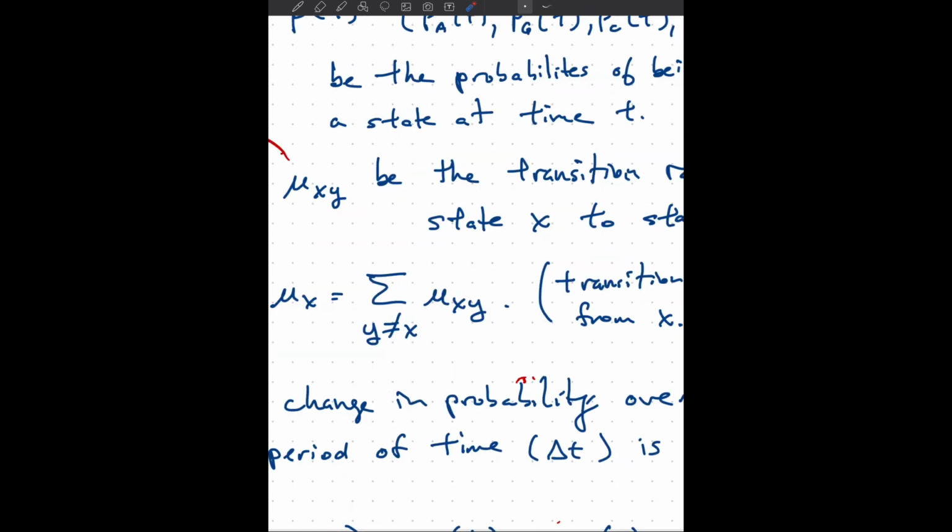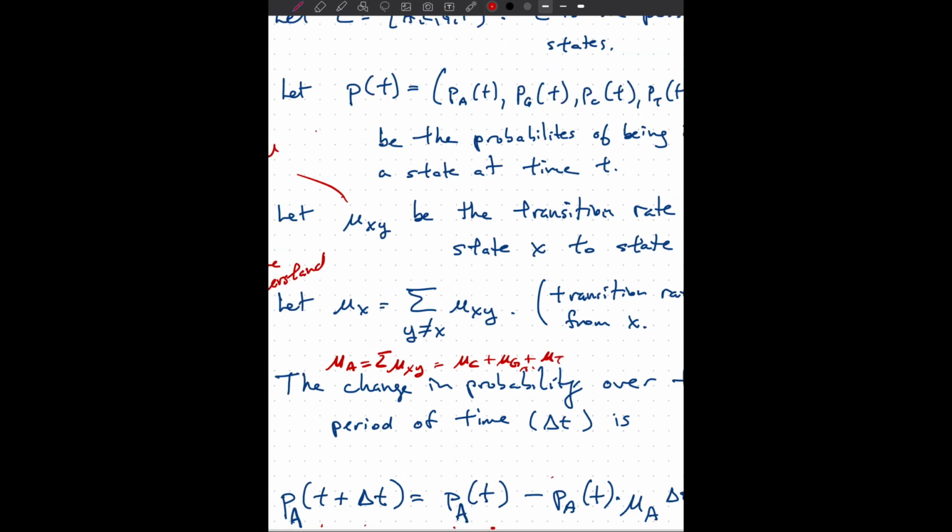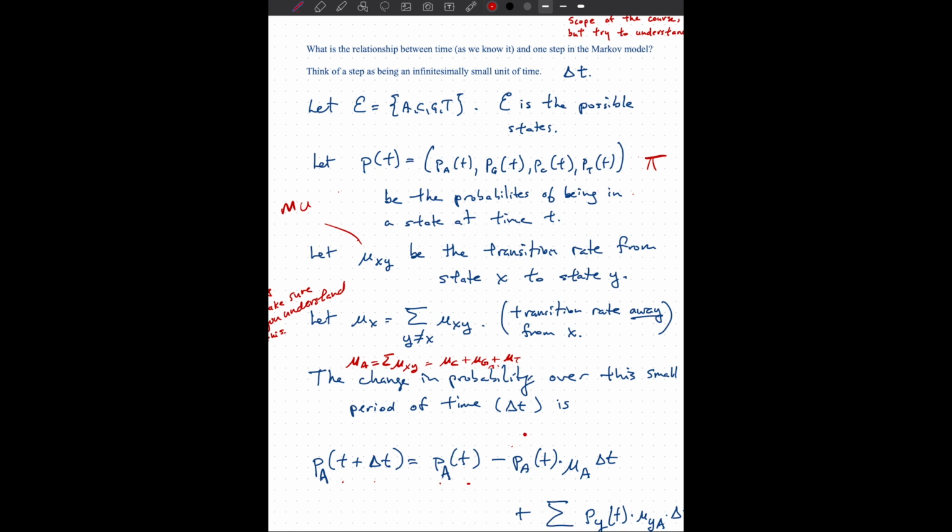I can write this out more explicitly for you. If I was in nucleotide A and I wanted to know mu sub A, then that would be the sum of mu sub x to y, which is going to be mu sub AC plus mu sub AG plus mu sub AT, right? Okay? All right. So it's the change in probability.